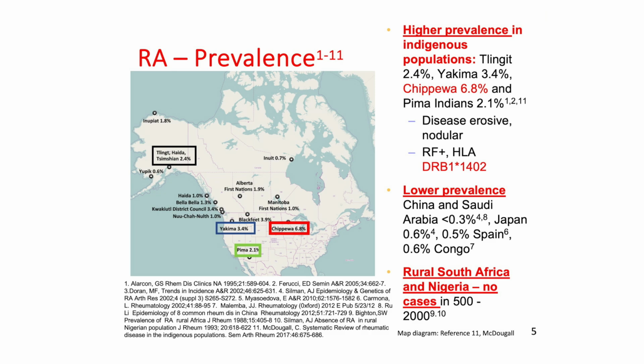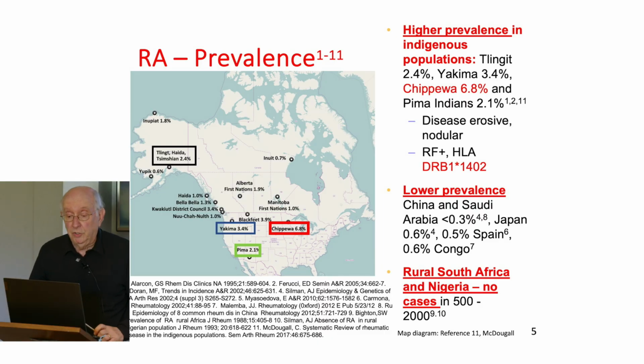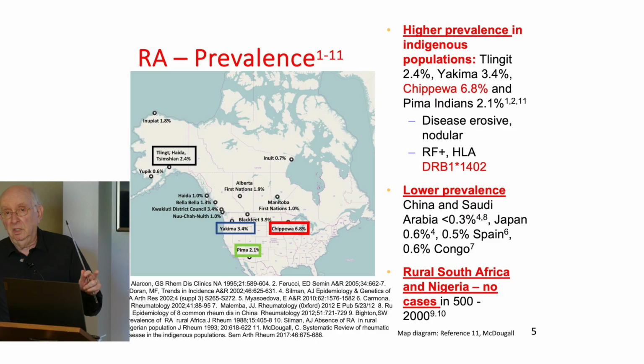Now, what about lower prevalence? So the lower prevalence is in China, Saudi Arabia, Japan, Spain, and the Congo. And what's interesting is that in South Africa and Nigeria, trying to find 500 cases and analyzing them in the year 2000, they found no cases of RA. So in certain populations in Southern Africa, very, very little rheumatoid arthritis. So there are definitely genetic predispositions.